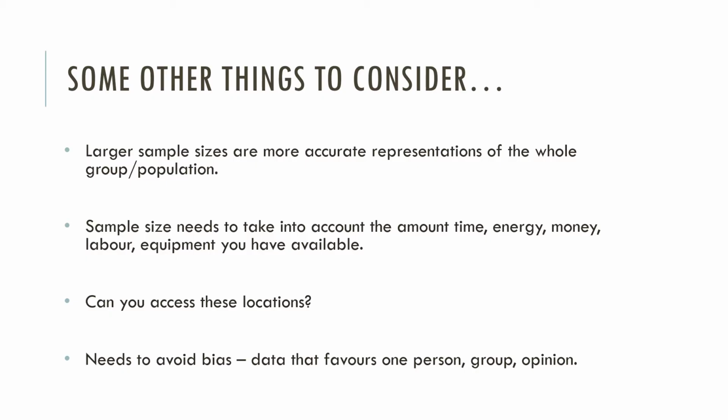You're going to try and get a decent proportion of that town's population. But when you do that, you need to take into account how much time you have to collect the data. Can you access the locations? And by making sure that your sample avoids bias. Typically, the slow moving, older people are more likely to be the ones to stop, and so they are the ones that are more likely to answer questionnaires. Working people are less likely if you're doing it at, say, 9 o'clock in the morning. So these are all the various things that you need to consider.